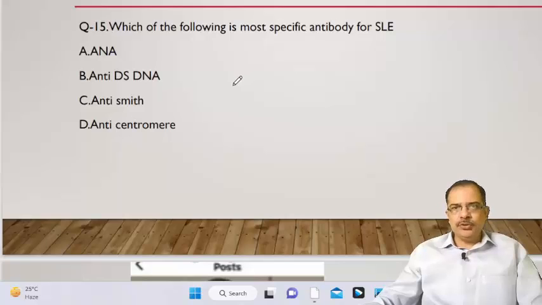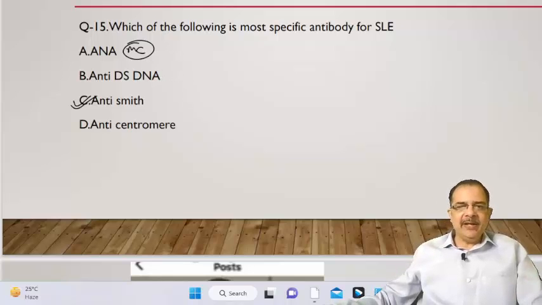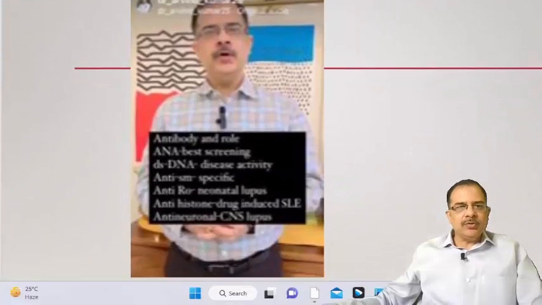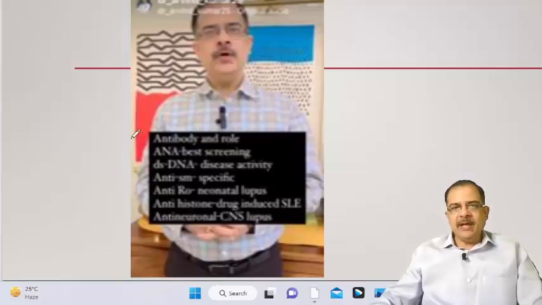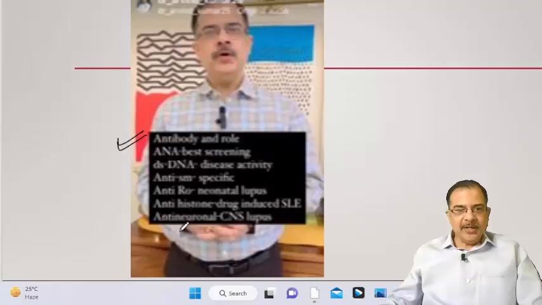Which of the following is the most specific antibody for SLE? Again, a repeat question. The answer here will be anti-Smith. Most common is ANA, that is a sensitive antibody. dsDNA indicates the disease activity. Again, this was also discussed in the Insta post in which the topic was SLE antibodies and their role. ANA is the best screening, dsDNA disease activity, anti-Smith is a specific antibody, anti-Ro neonatal lupus, anti-histone drug induced SLE, and anti-neuronal for CNS lupus.